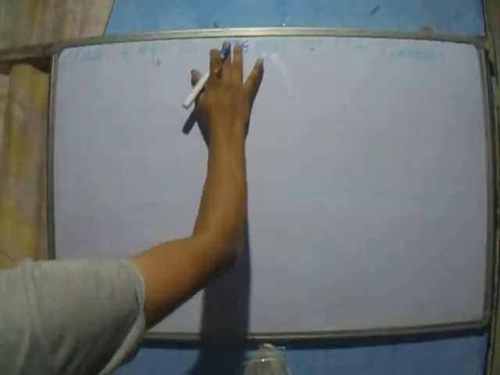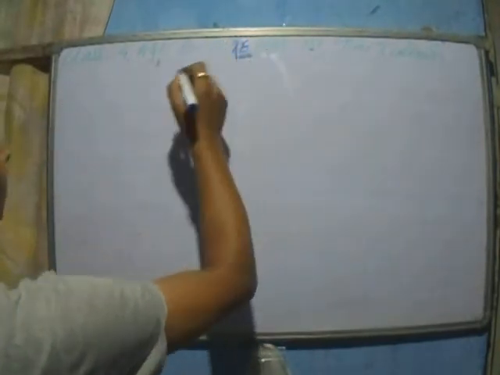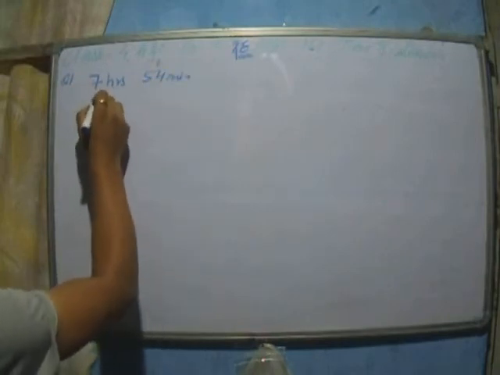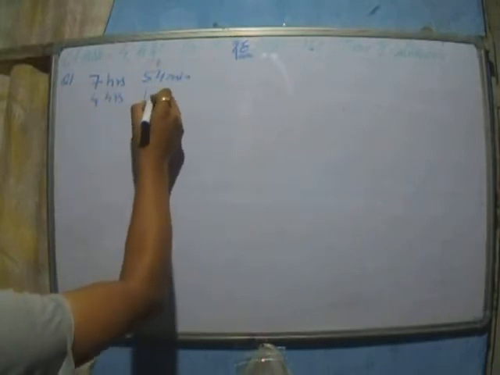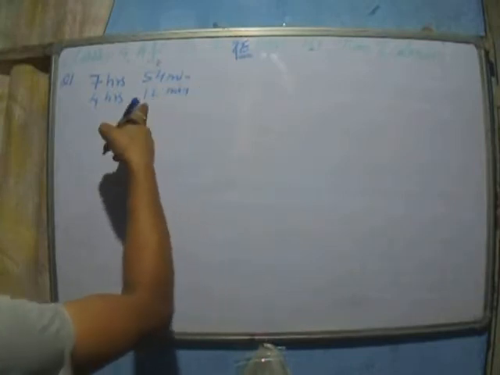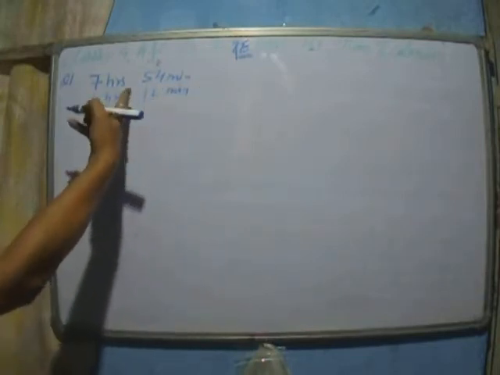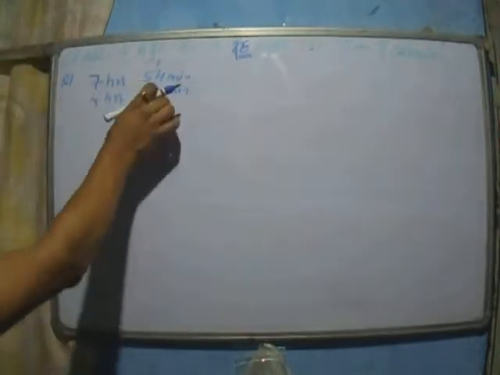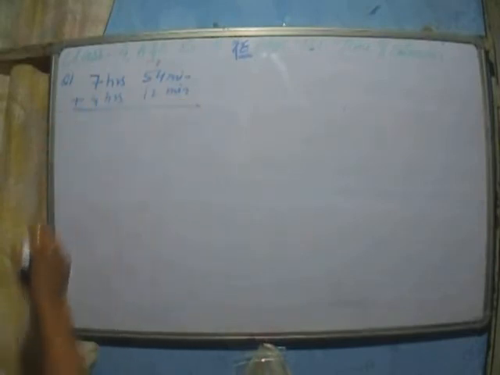Now we are going to do 10E. So here, question number 1, it is said, add the following. I am going to write the question in shortcut: 7 hours 54 minutes, then 4 hours 12 minutes. Always keep in mind that when we reach 60, 1 hour gets added to the hours column, and whatever minutes are left will remain.